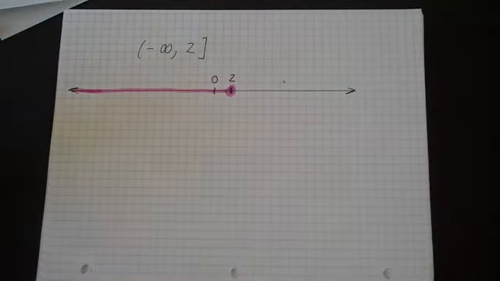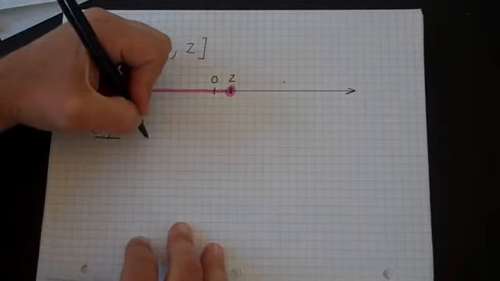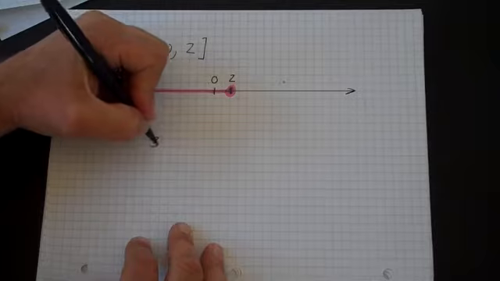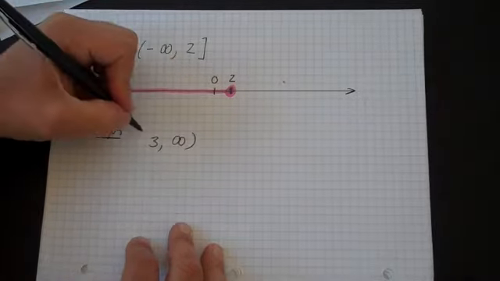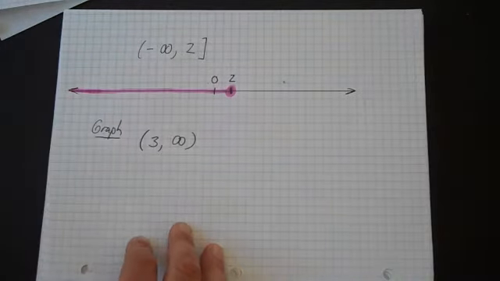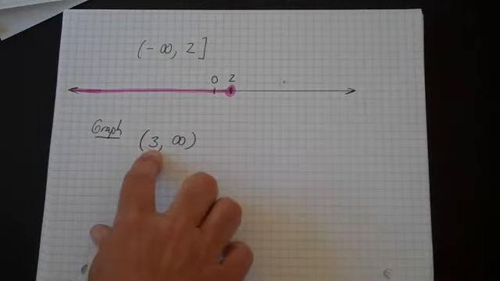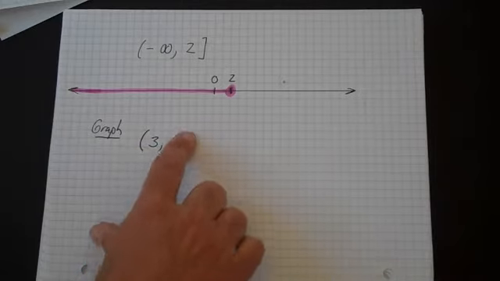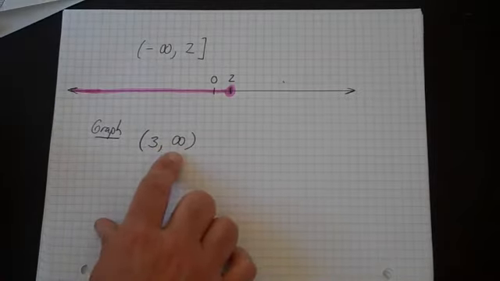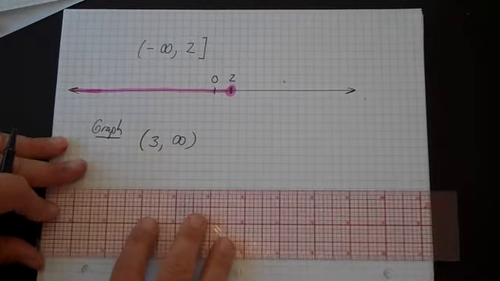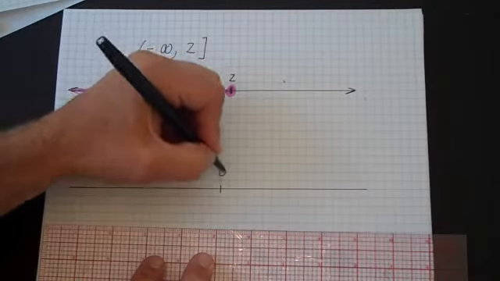Let's do another example. Let's graph, this time, 3, infinity. And let's make it open parentheses. What that means is you start at 3, you're going to end at infinity. Okay, so let's plot those. Draw a number line. Put a 0 somewhere.